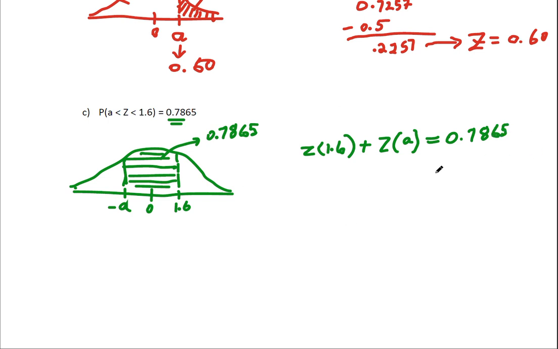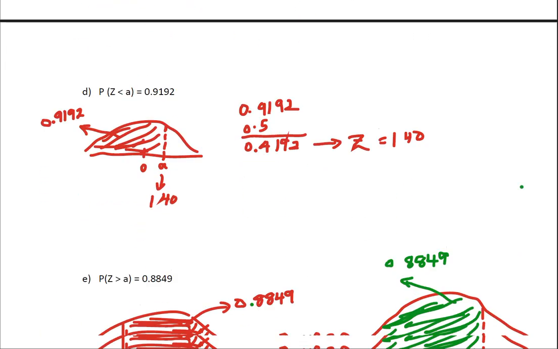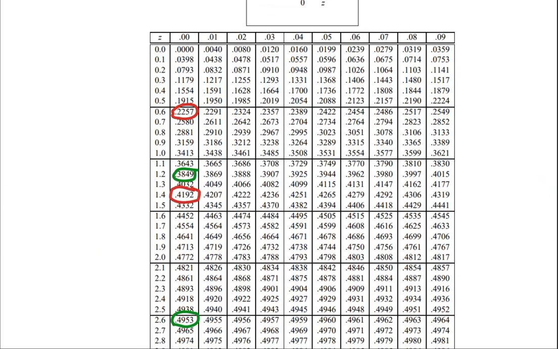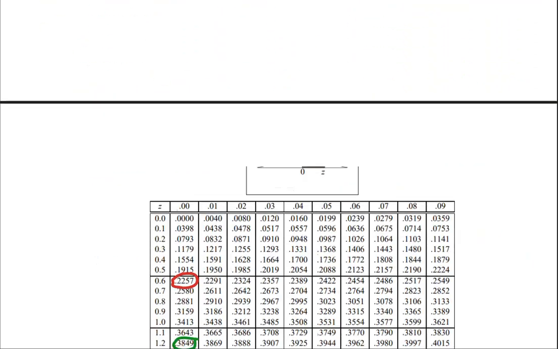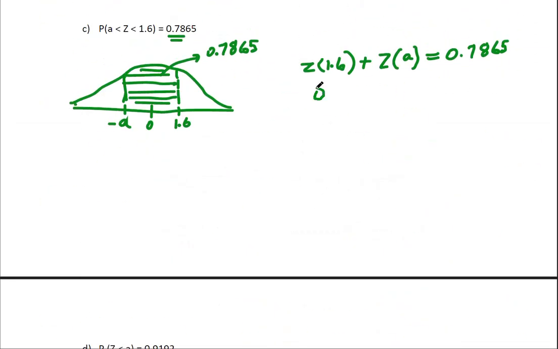So we can go straight to the half table now and read for 1.6. When I read 1.6, it gives me 0.4452. So 0.4452 plus z of A, I'm just going to write it back as is, plus z of A, where z of A is the probability reading for A from the standard normal table, should give us 0.7865.